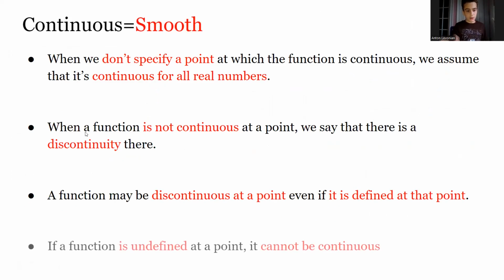Then, on the other hand, if a function is undefined at a point, there is no way for it to be continuous at that point because, well, we can't really work with that function at the point anymore, much less with some of its properties at that point. So these are kind of the four major things that you need to know about continuity before we dive deeper into the subject. So if you have any questions about any of this, you should ask me now.